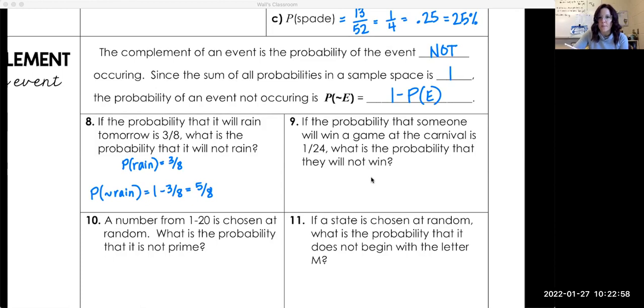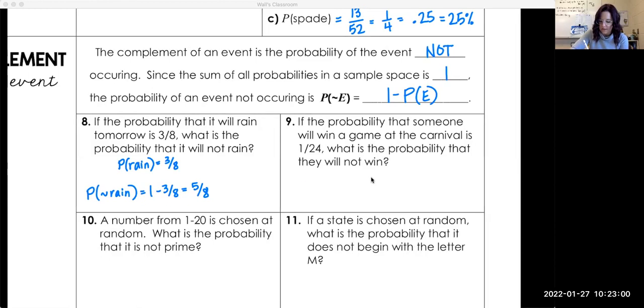If the probability that someone will win a game at a carnival is 1/24, what's the probability that they will not win? Or what's the probability that they will lose? Probability they will not win is 1 minus 1/24 or 23/24.